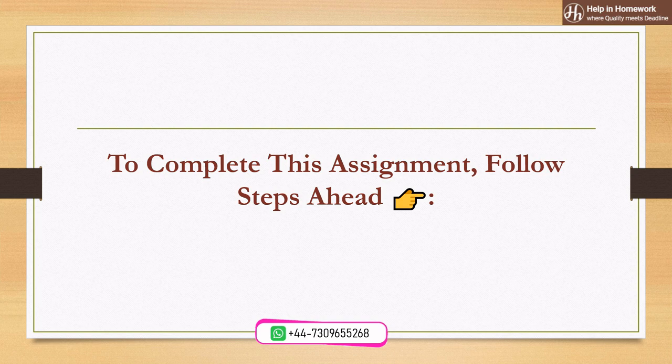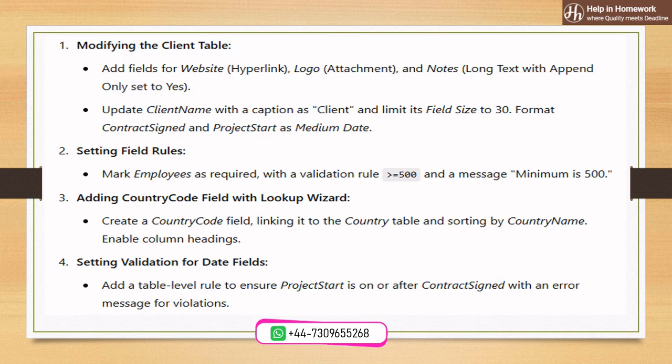Step 1. Modifying the client table. Add fields for website, hyperlink, logo, attachment, and notes, long text with append only set to yes. Update client name with a caption as Client and limit its field size to 30. Format contract signed and project start as medium date.